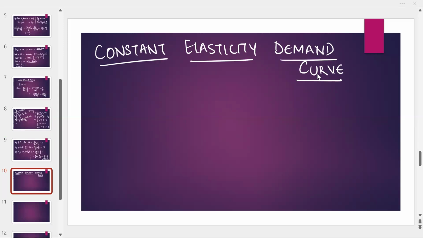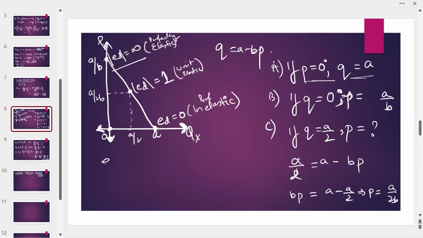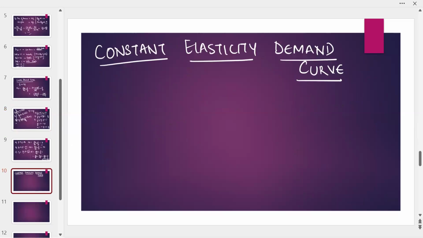Okay, so as we have seen at different points, the elasticity varies from 0 to infinity. Correct? The absolute value of elasticity of demand varies from 0 to infinity. However, now we will see some cases where the elasticity of demand remains constant. Here it changes from 0 to infinity along the demand curve. Now let's say the elasticity remains the same throughout the demand curve.